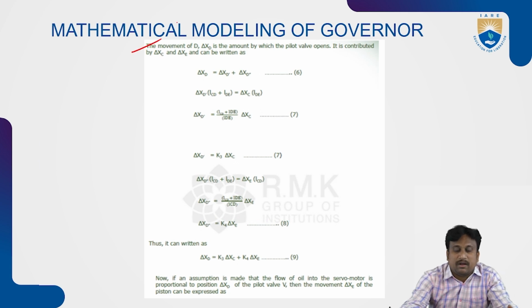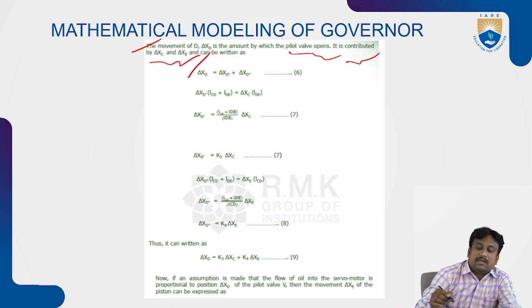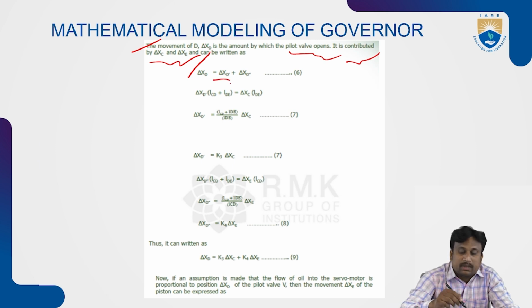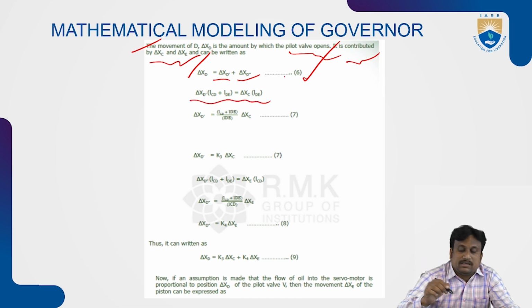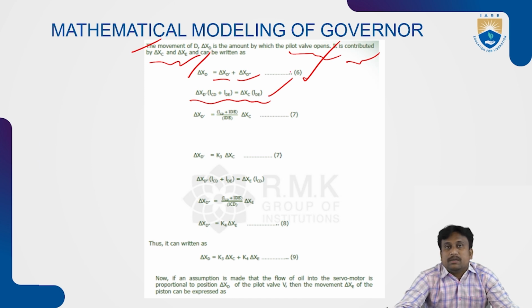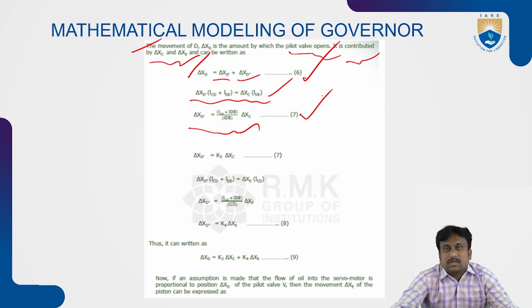So the movement of this D with the delta xd is the amount by which the pilot valve is going to be opened. So it is contributed by delta xc dash and delta xc double dash, and it can be written as delta xd equals to delta xd dash plus delta xd double dash. This is equation 6. So delta xd dash over lCD plus lDE is equal to delta xc over lDE. So delta xd dash equals to lCD plus lDE by lDE into delta xc. This can be written as equation 7.